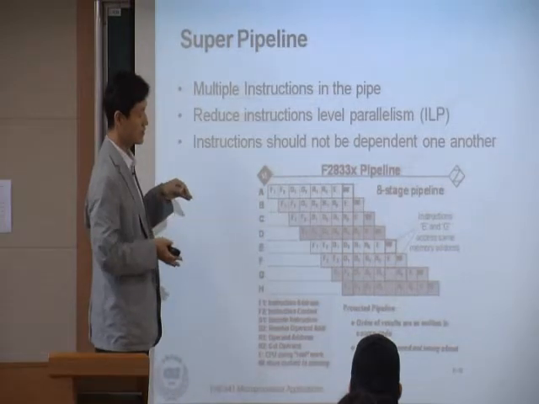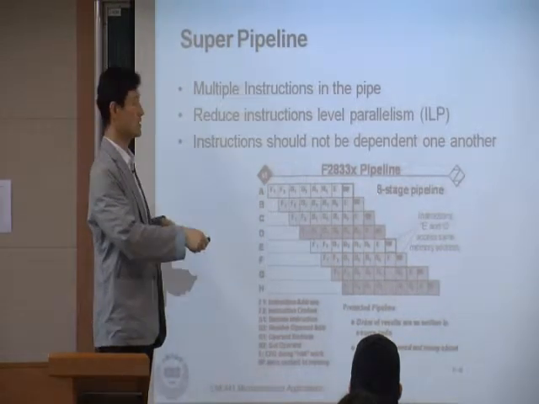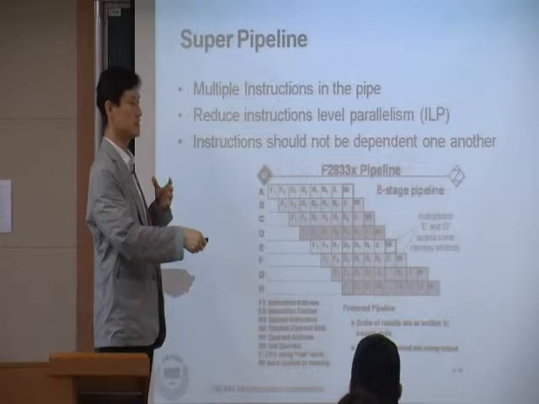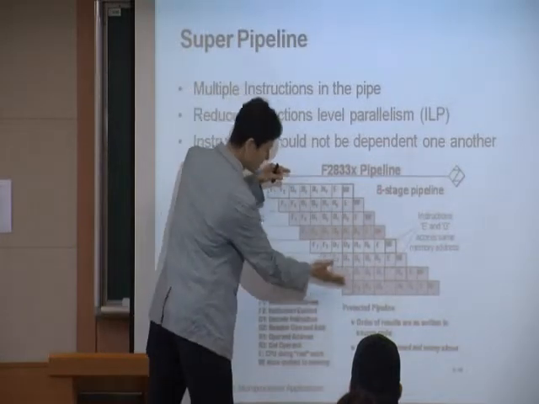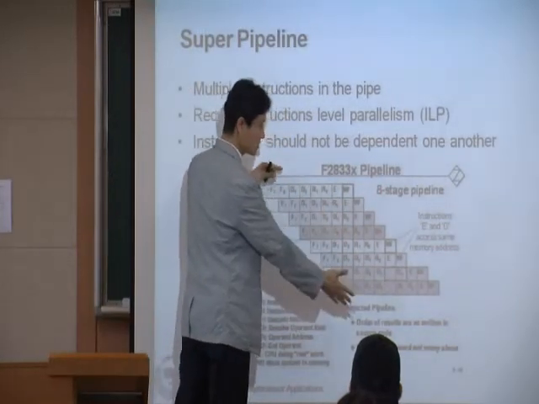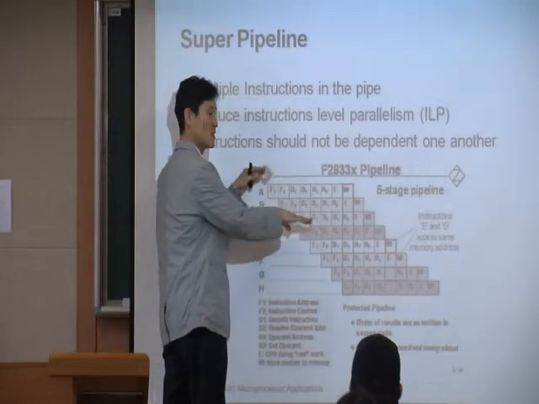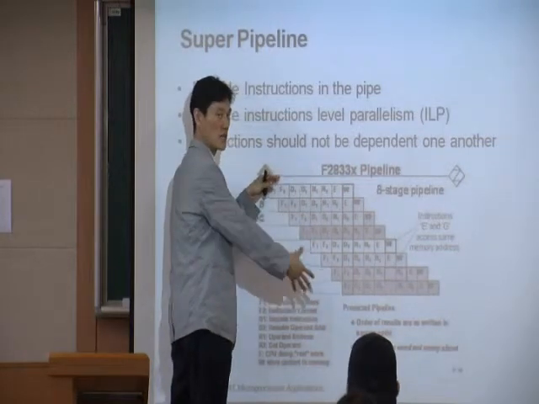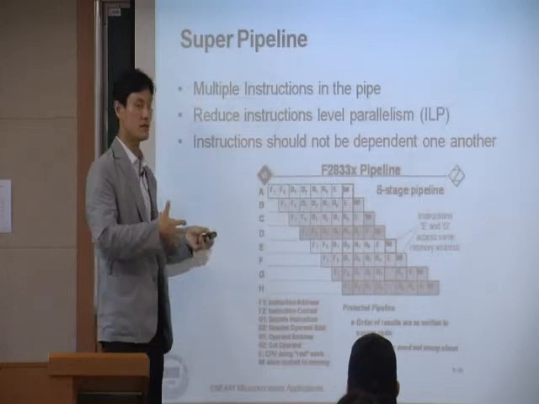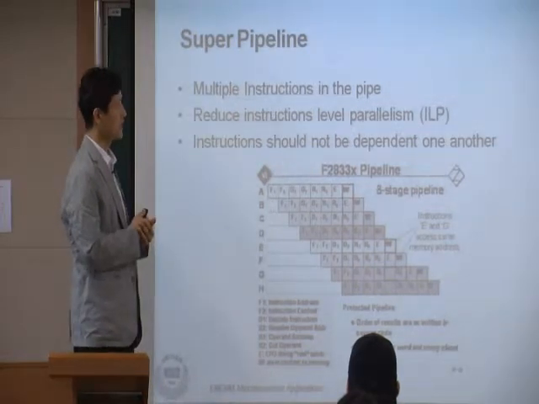So somehow 8 instructions can go parallel. If you increase it into 16 stages, now you can see that there are 16 pipeline stages. So therefore, you can have 16 instructions at the same time. That's the super pipeline.